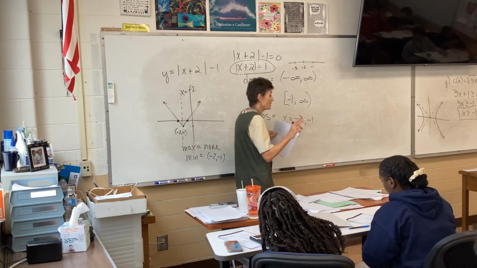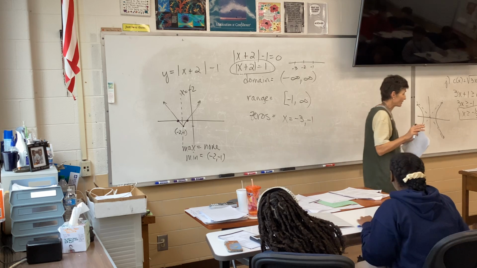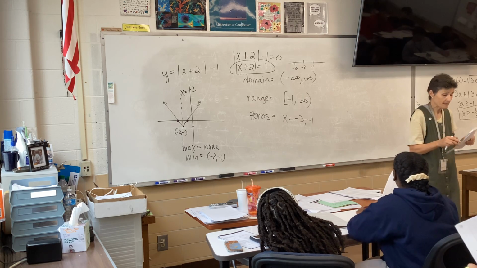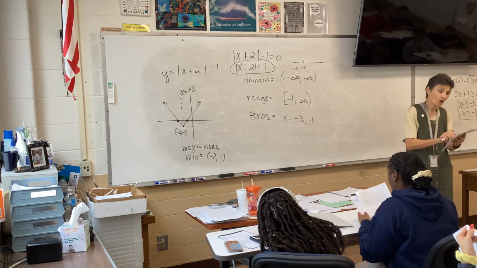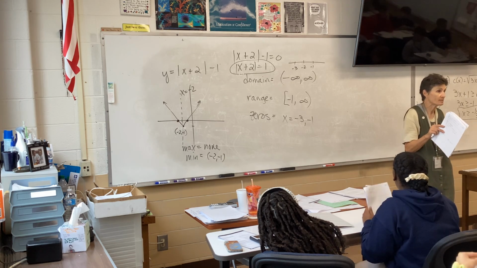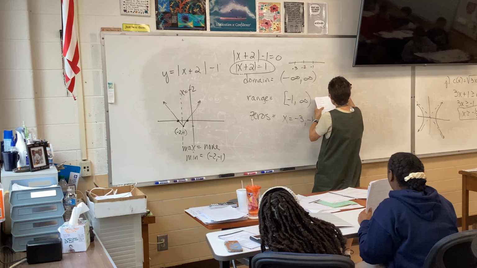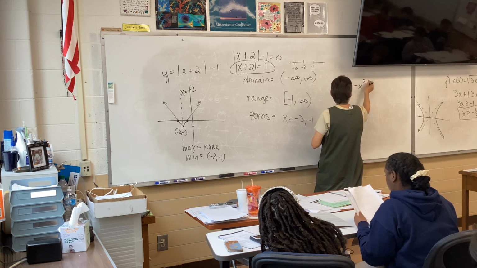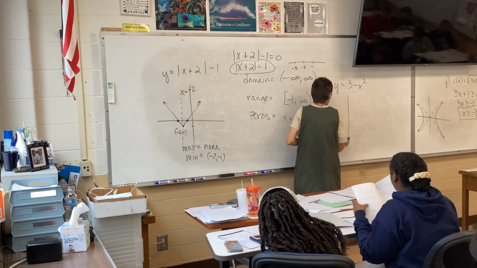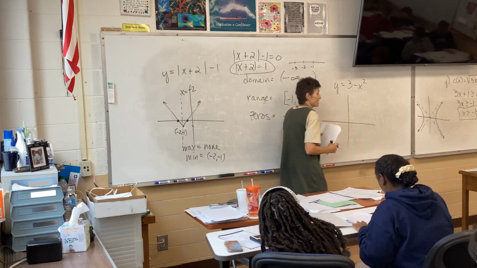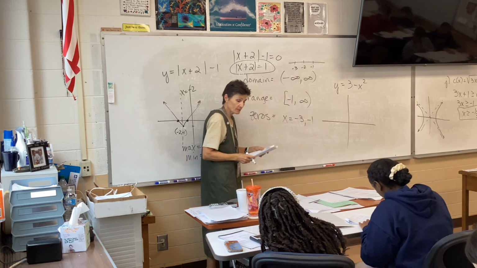All right, so here's what I want to do. I want to take about 2 or 3 or 4 minutes. And I want you to repeat all the exact same questions with this new equation, y equals 3 minus x squared. Before you start, let's see if we can graph this. Now, your calculator.